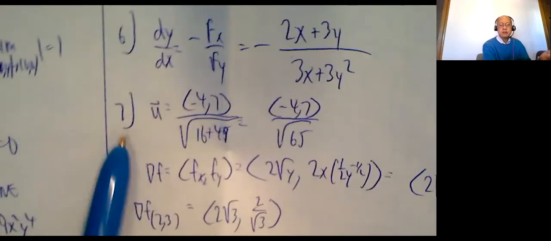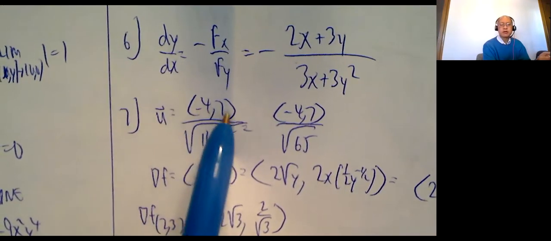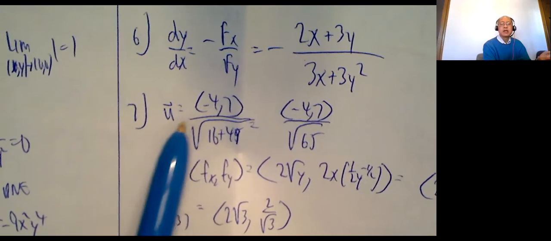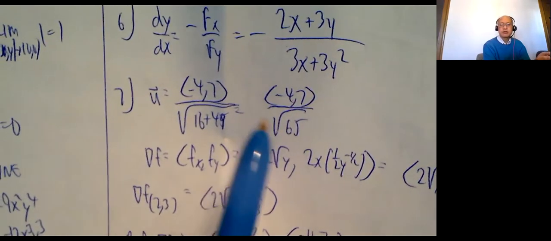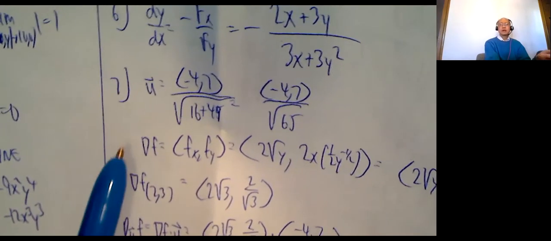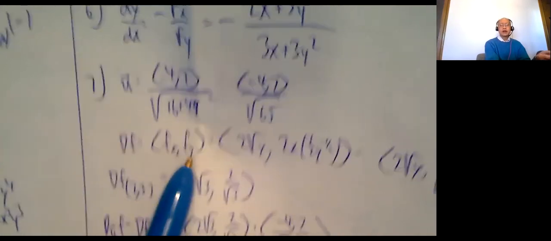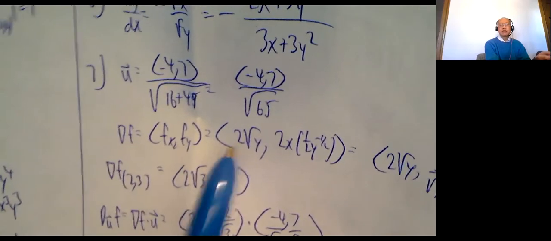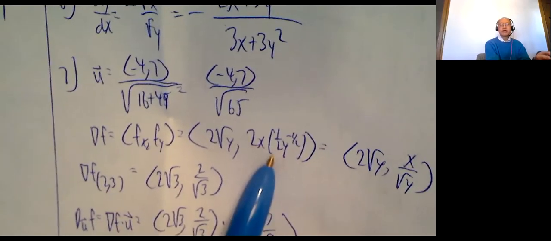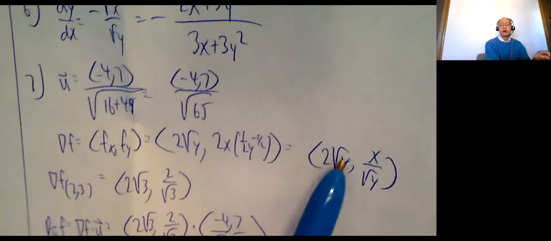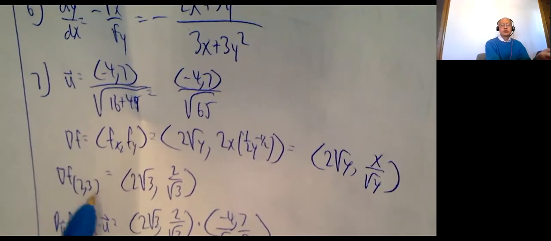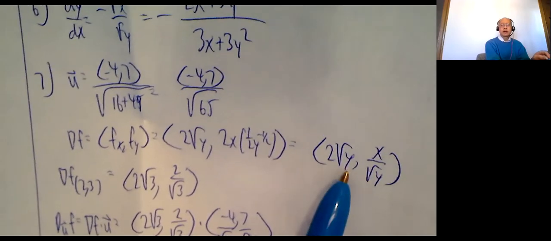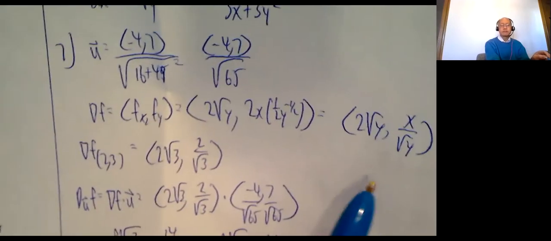Number 7, the unit normal vector is negative 4, 7 divided by its magnitude. Square root of negative 4 squared is 16. 7 squared is 49. So that's negative 4, 7 over radical 65. Del f, the gradient vector, is fx, fy. 2x times 1/2 y to the negative half, or 2 radical y, and x over radical y. And the gradient vector at (2, 3), plug in 2 and 3, is 2 radical 3, 2 over radical 3.